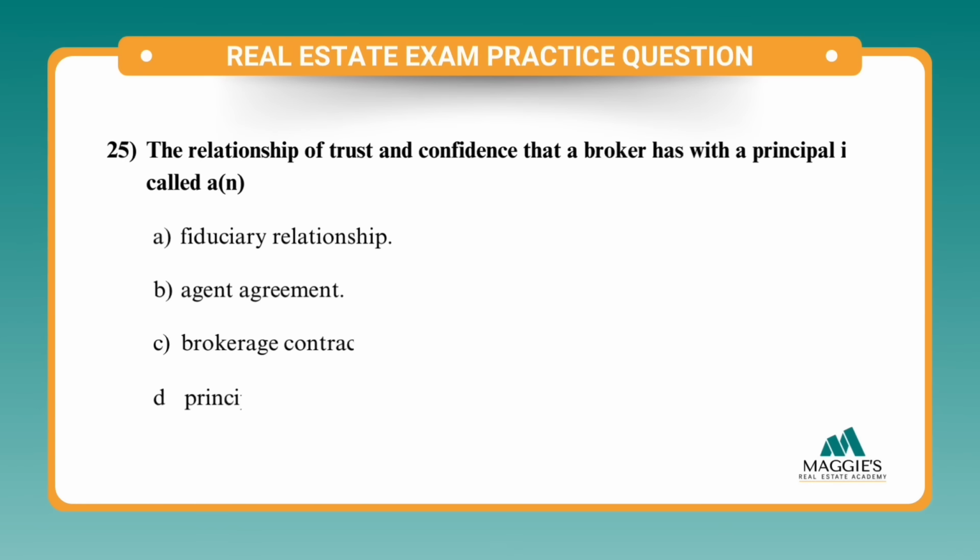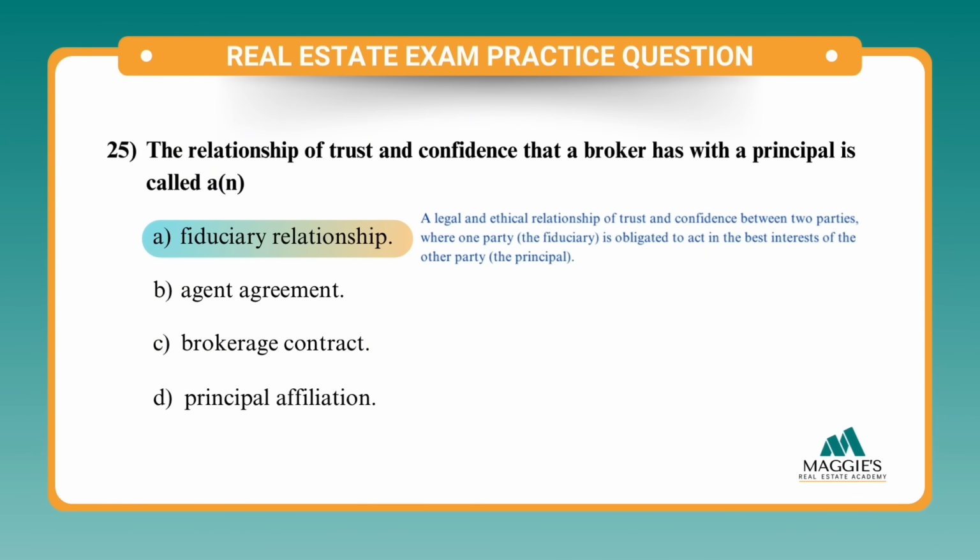All right, number 25. The relationship of trust and confidence that a broker has with a principal is called a A, fiduciary relationship, B, agent relationship, C, brokerage contract, or D, principal affiliation. The correct answer is A, fiduciary relationship. Okay, remember, a fiduciary relationship is a legal and ethical relationship of trust and confidence between two parties, where one party, the fiduciary, is obligated to act in the best interest of the other party, the principal. In real estate, brokers have a fiduciary relationship with their clients, such as buyers or sellers, where they are obligated to represent their clients' best interests and act with loyalty, honesty, and integrity.